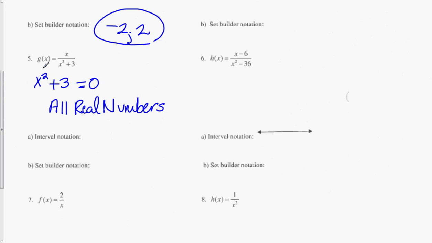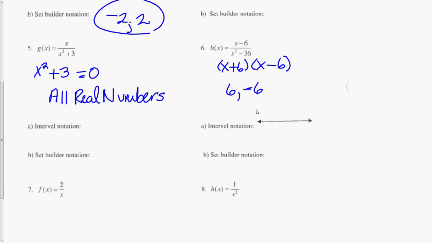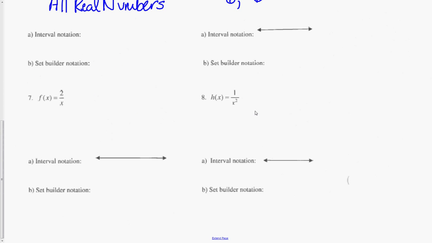Number 6 is, again, the difference of two squares. I'm just going to do this one real quick. X plus 6 and x minus 6 on the bottom. So my two numbers that I couldn't use would be 6 and -6.